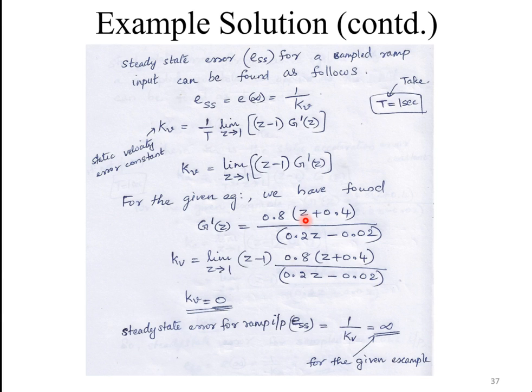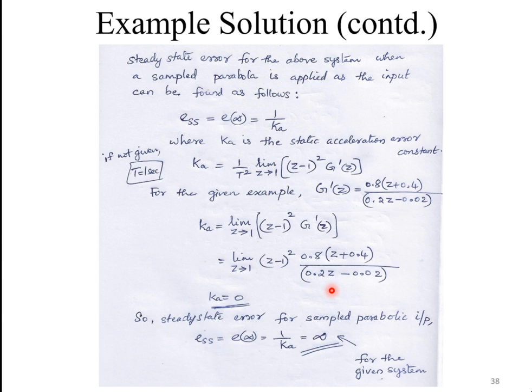That means the given non-unity feedback system cannot be used for giving an input of sampled ramp, because it is going to give an infinite error where the cumulative error will damage the system. So that's the inference.